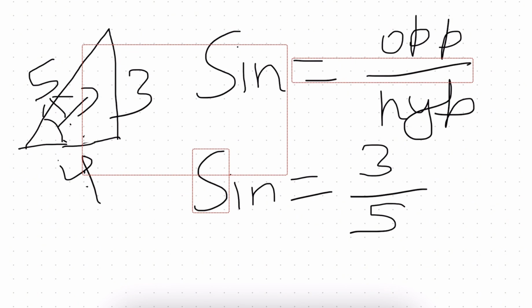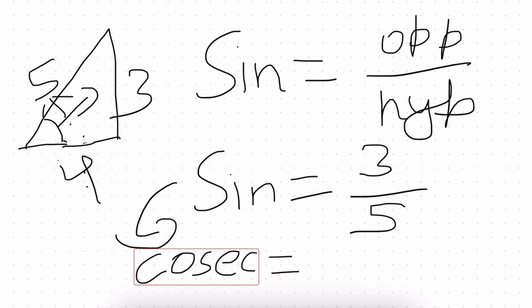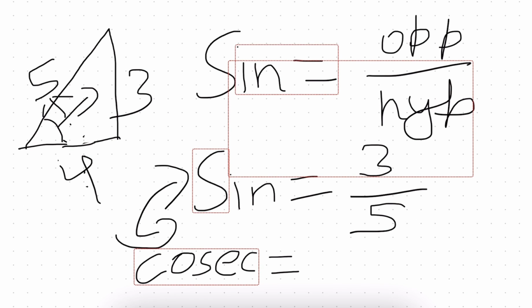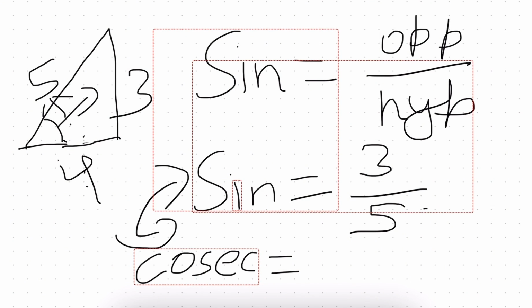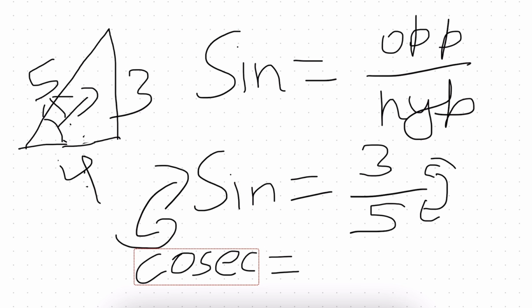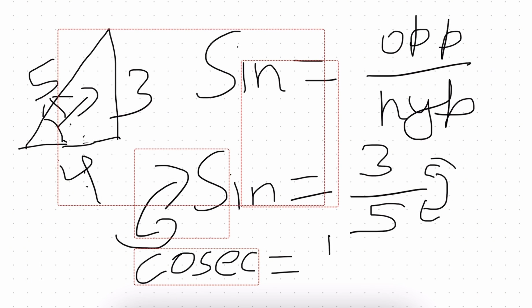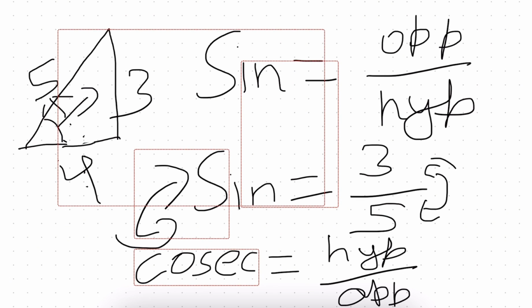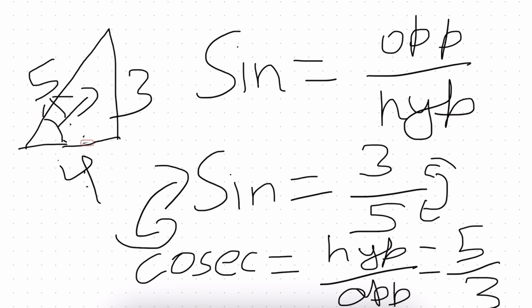And the value of cosecant, let me tell you, will be the reciprocal of sine. The reciprocal of sine will be the value of cosecant. So we'll just flip it. It will be hypotenuse over opposite, so the value will be 5/3. So we have found two values, sine and cosecant. Let's move on to the next one.